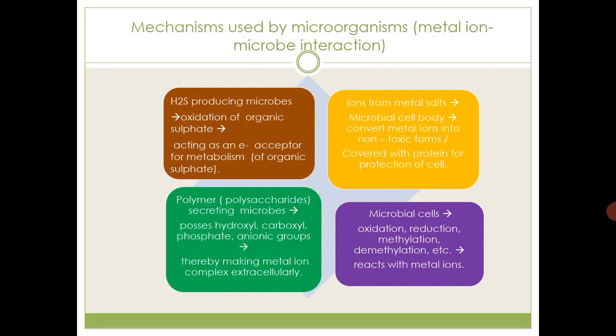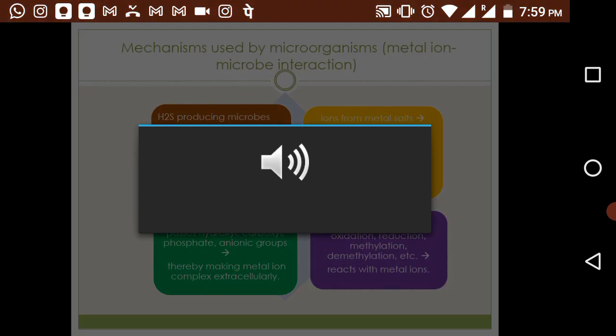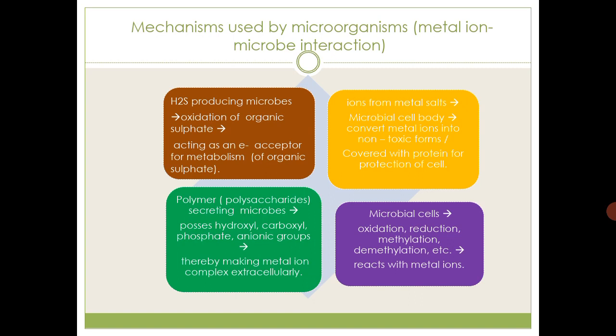Now the second mechanism, the yellow one, concerns the ions present in metal salts. Ions from the metal salt will enter the cell of the bacteria, the microbial cell body. Once the metal ions enter the microbial cell, the cell will convert these metal ions into non-toxic forms, which are not harmful to the environment, or it can cover these metal ions with a protein coat for protection of the cell.